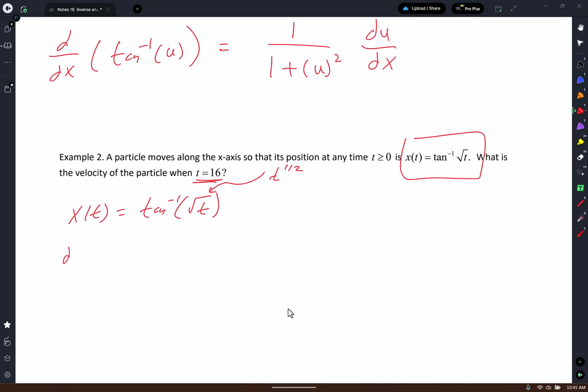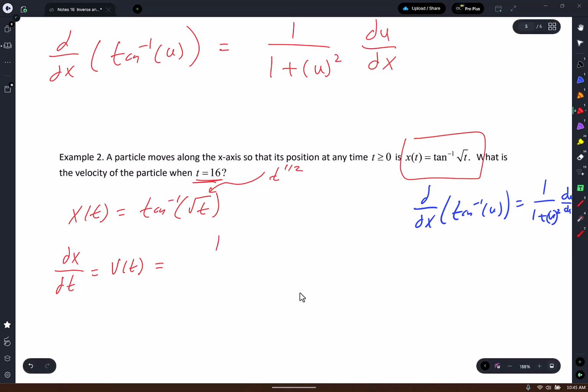I'm going to write dx/dt, to show the reader or whoever is looking at your work that you're taking a derivative. dx/dt is equal to v of t, which equals, what's the derivative of arc tan? I'll put the definition right here: d/dx of arc tan of u is equal to 1 over 1 plus u squared times du/dx. So I'm going to write 1 over 1 plus square root of t, squared, times, I'm not done yet.